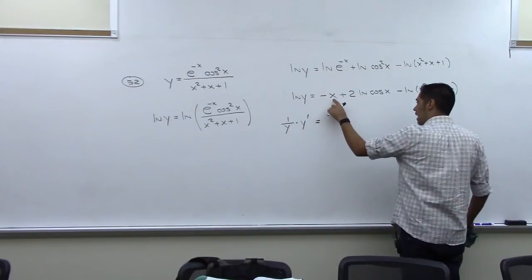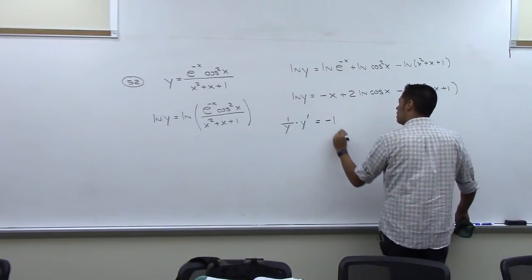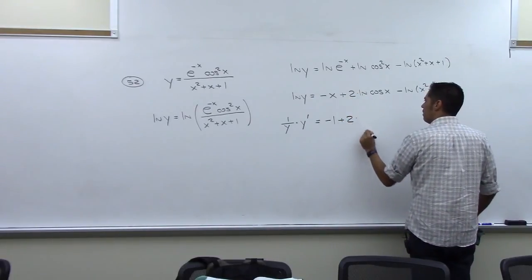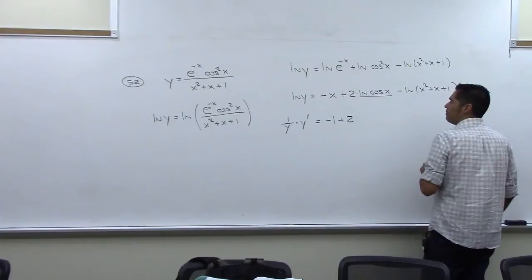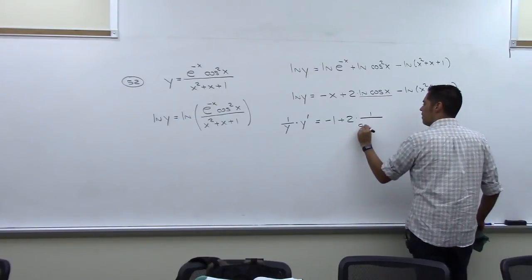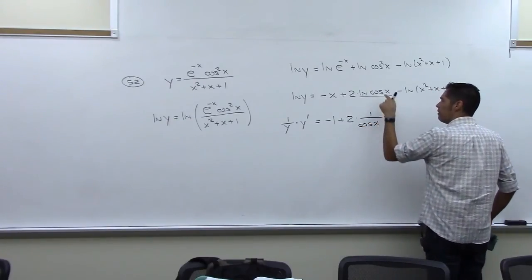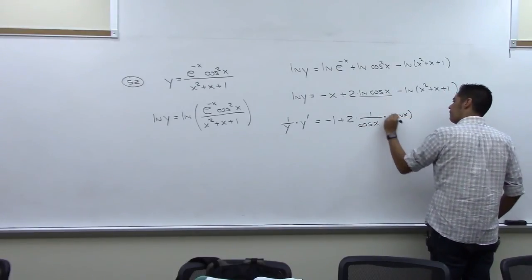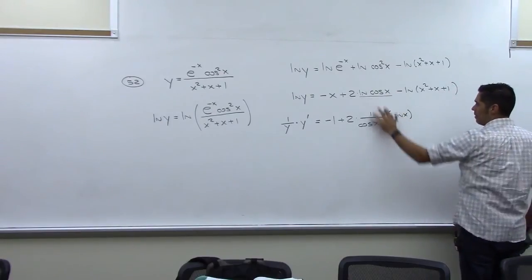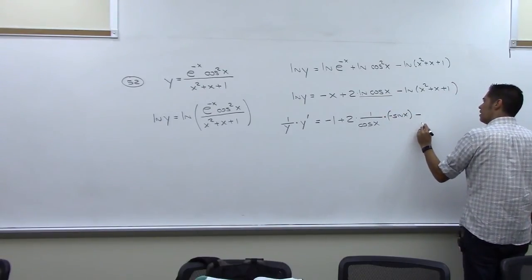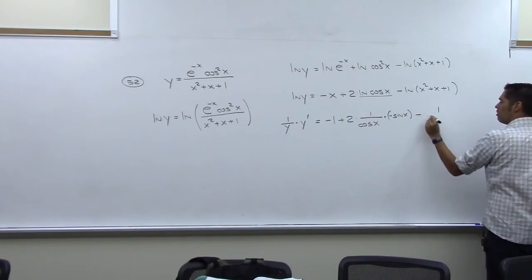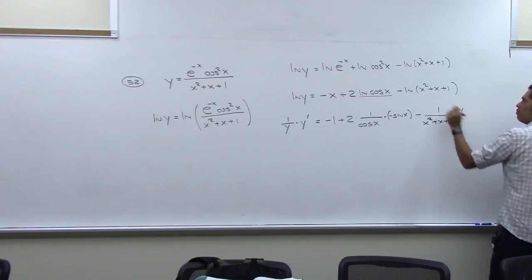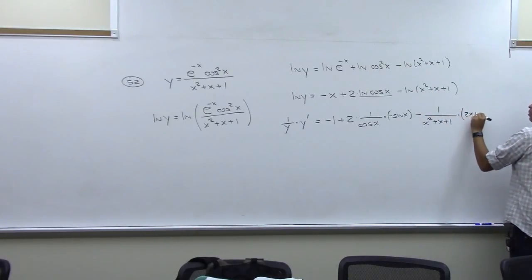The derivative of negative x with respect to x is negative 1. Plus 2, which is attached with multiplication, so plus 2 times the derivative of natural log of something, which is 1 over that something times the derivative of what was inside. The derivative of cosine x is negative sine x. And that's it, I'm done with that. And then minus the derivative of natural log of something is 1 over that something times the derivative of what's inside, which is 2x plus 1.